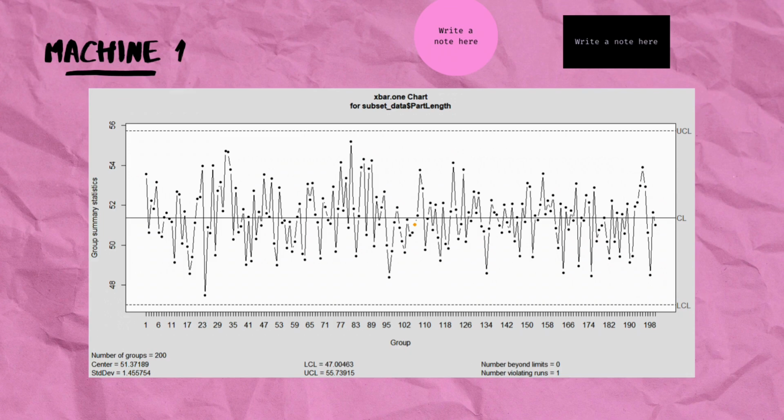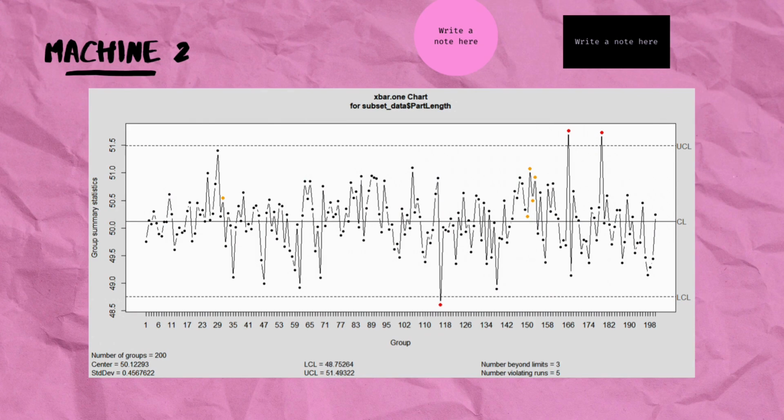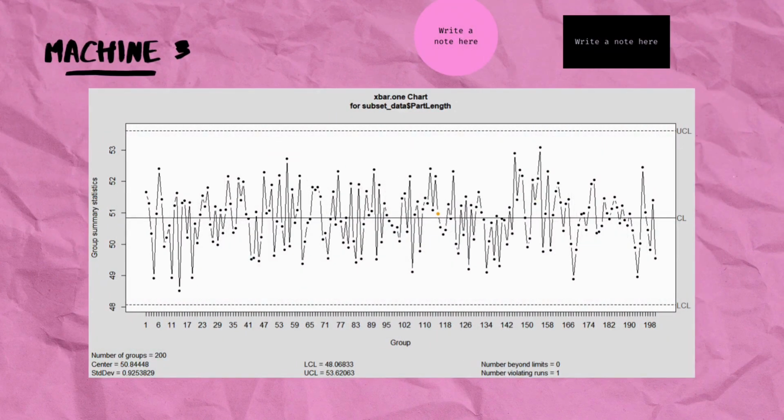For machine 2, the R program obtained a UCL value of 51.49 and an LCL value of 48.75. The center of the graph is 50.12 and the standard deviation is 0.456. Next, for machine 3, I got a UCL value of 53.6 and the LCL is 48.7. The center of the graph is 58.84 and the standard deviation is 0.95.